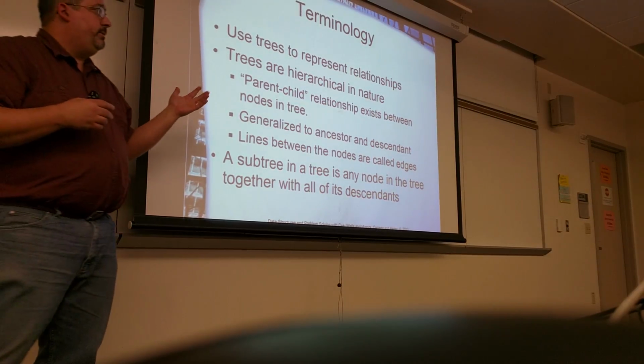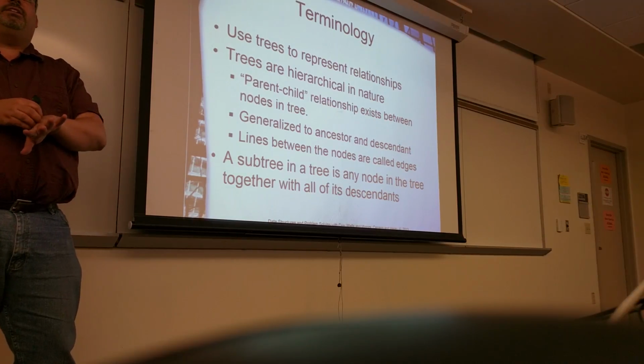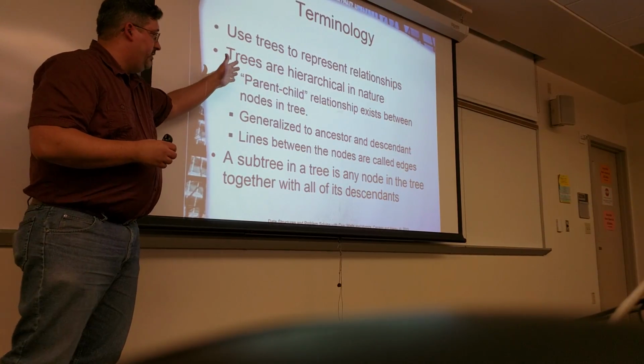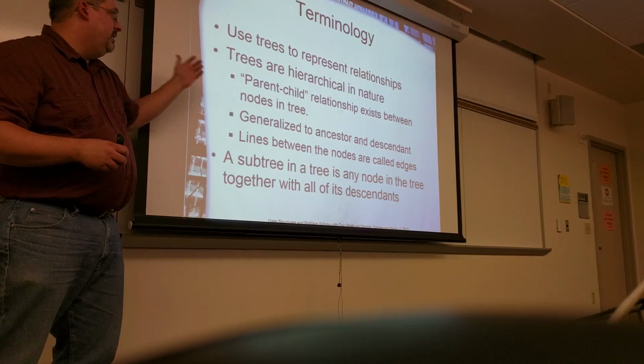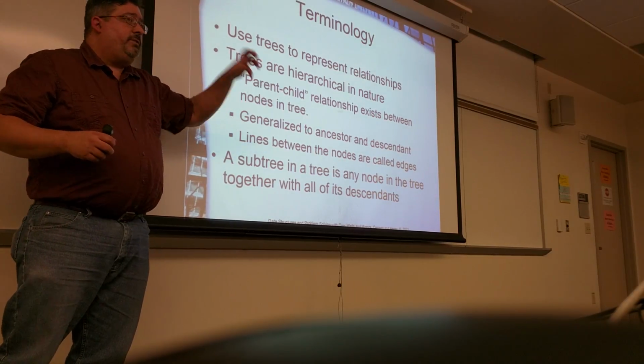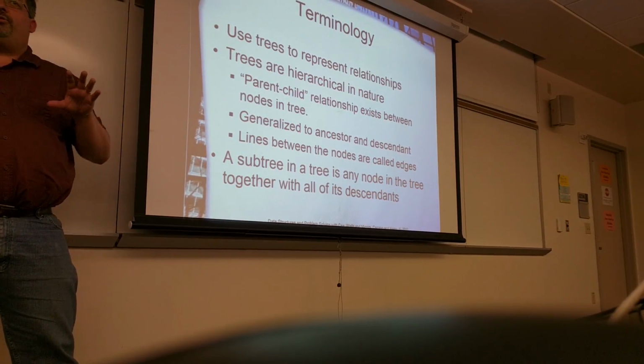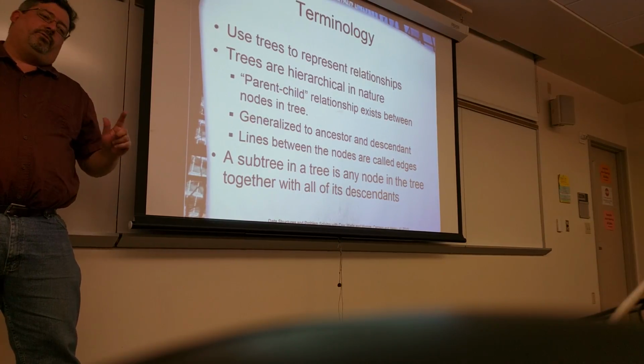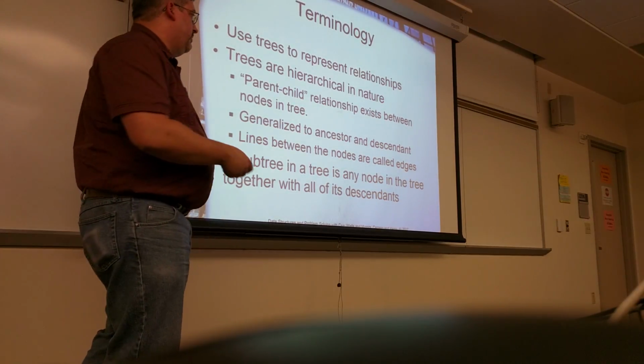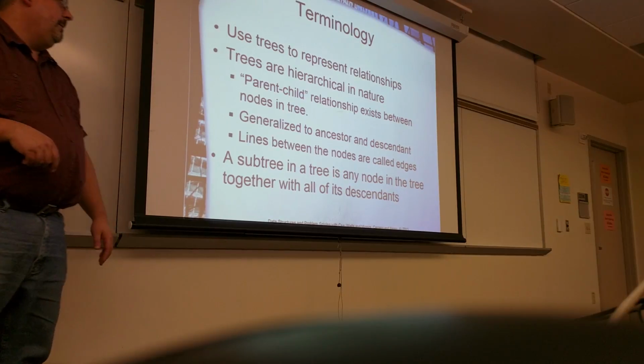We generally think of this as up-down for trees. A family tree has the same idea. Again, the parent-child relationship, ancestor-descendant. Each of the pieces in the tree is called a node. And the connections between the nodes are called edges. So nodes and edges.